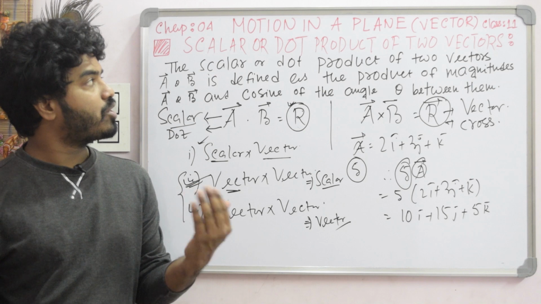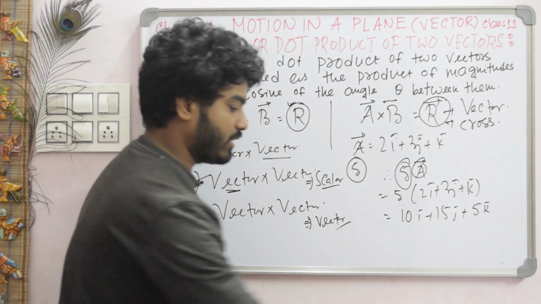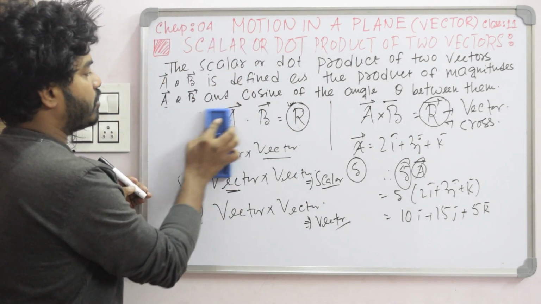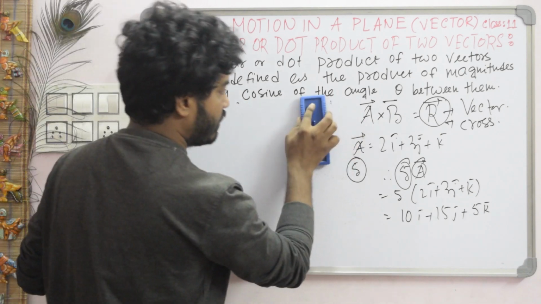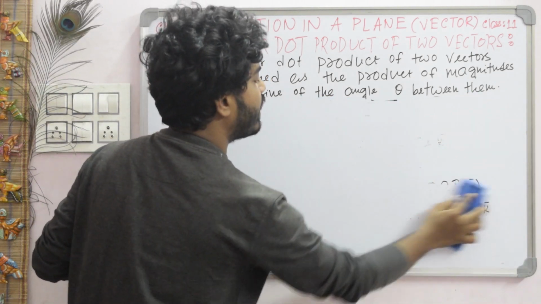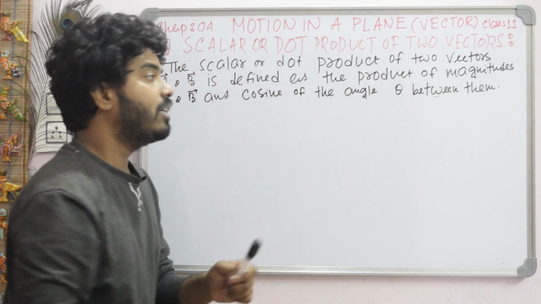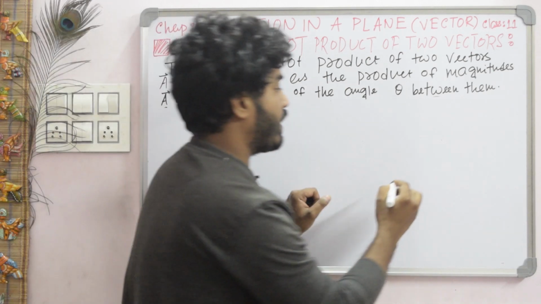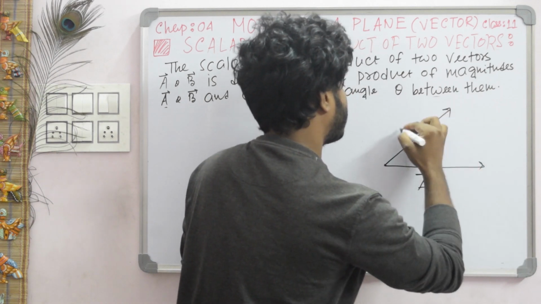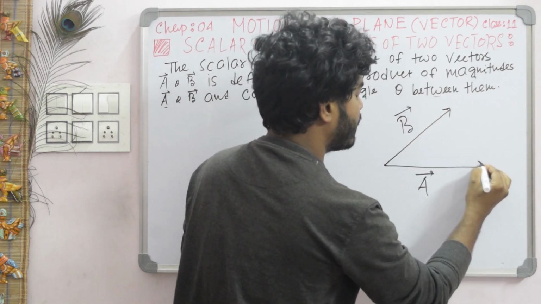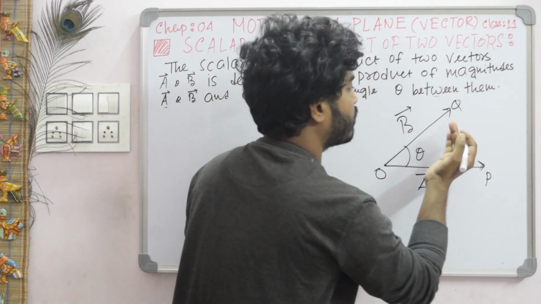So first of all we have to know about the scalar or dot product of two vectors. Write it. This is our definition. The scalar or dot product of two vectors A and B is defined as the product of magnitudes of the two vectors and the cosine of the angle between them. Suppose there is a vector A, this represents vector A, and there is a vector B, this is our vector B, and vector A and vector B make an angle theta between them. This angle is theta, obviously the smaller angle.